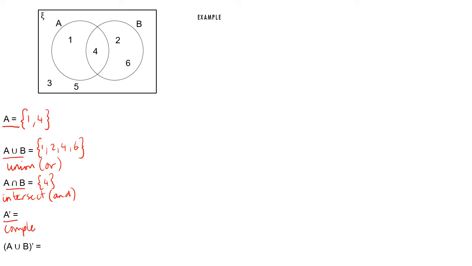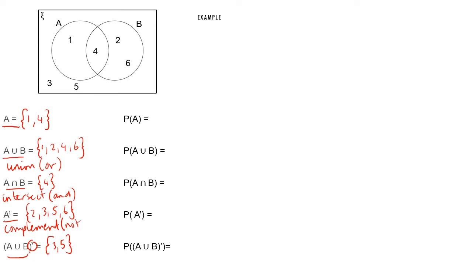We've got the complement of A here, and that means not A. So in this case, it's anything not in the circle here. And the last one's a little bit trickier. So in brackets, we've got A union B, but we've got the complement sign outside, so it's not the union of A and B. So not inside A or inside B, just the elements which are outside.